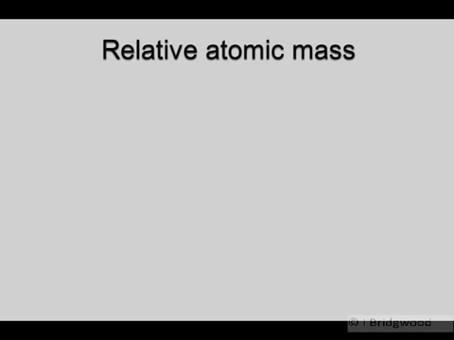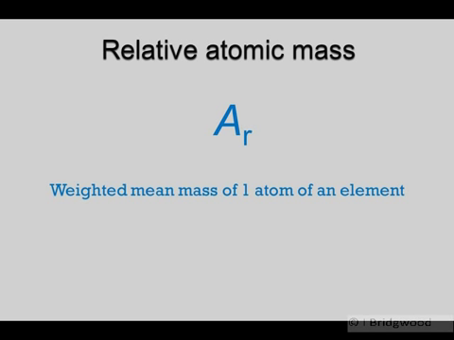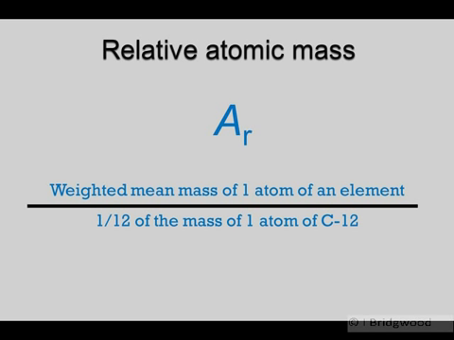Relative atomic mass is a way of comparing the numbers of atoms of different elements by looking at the relative masses of those different elements. It has symbol A subscript R, and we can describe it as the weighted mean mass of one atom of an element. We take the weighted mean mass of one atom of an element to take into account various different isotopes of a particular element and compare that against 1/12 the mass of one atom of carbon-12.